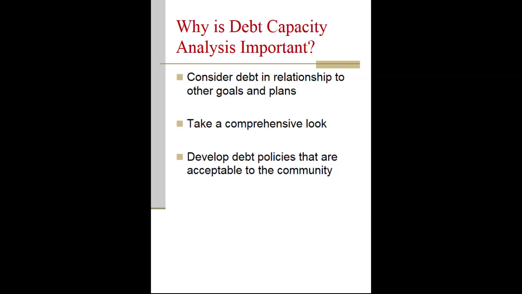It also is important to take a comprehensive look. A government looks at its own debt outstanding, but also needs to think about the constituents. What other financial burdens does this community bear? Are they characterized primarily by low-income residents? They're going to have a harder time paying taxes to support debt. Or are there other overlapping governments, such as school districts, that have heavy debt burdens and heavy tax rates? So it's important to take a comprehensive look.